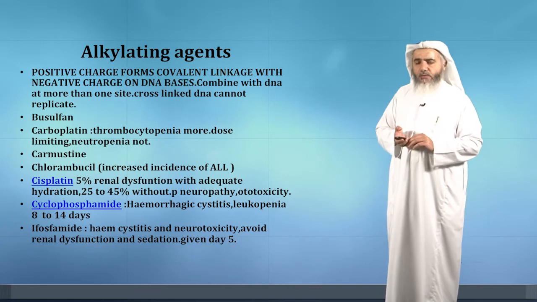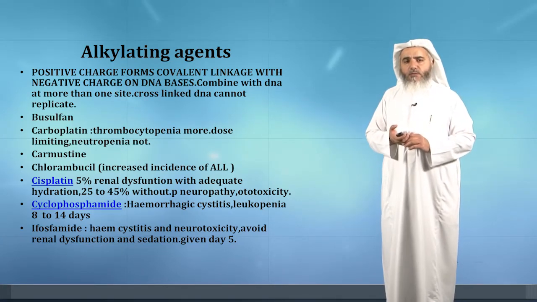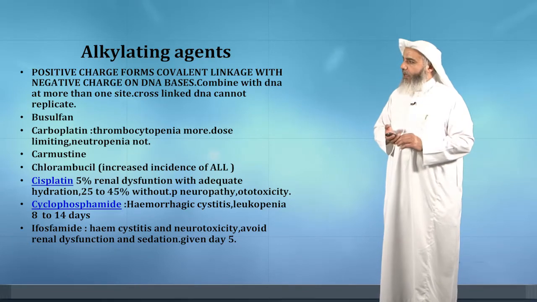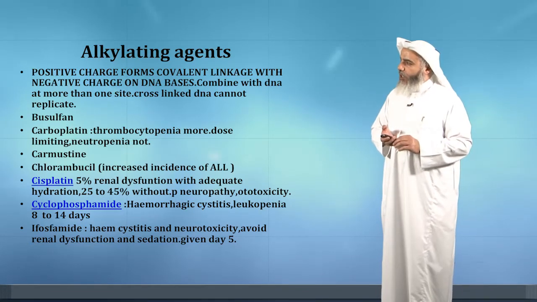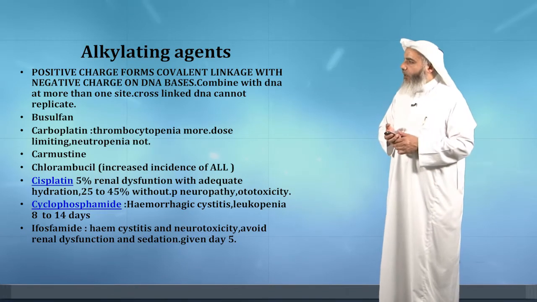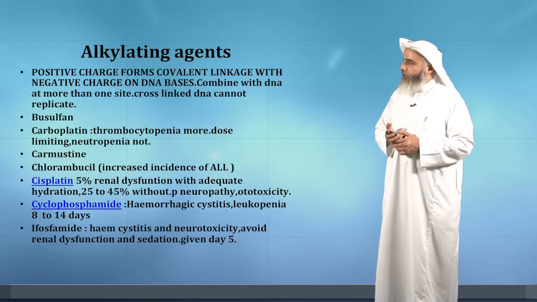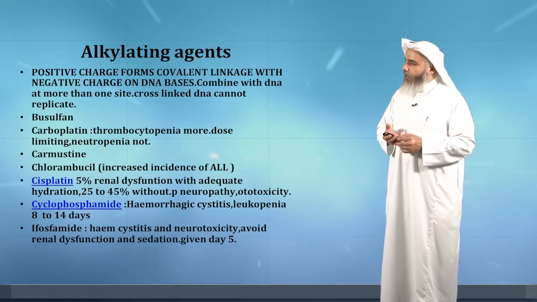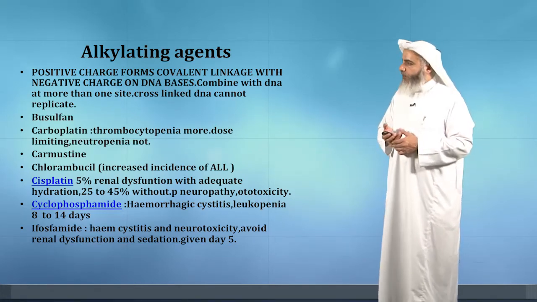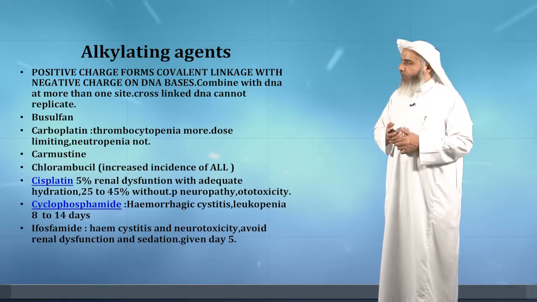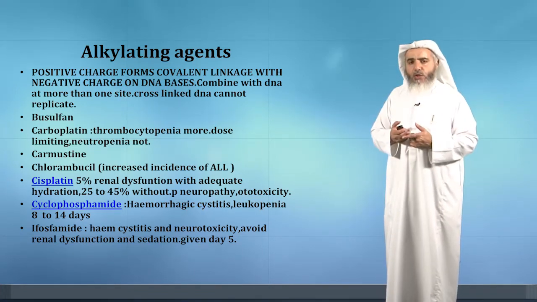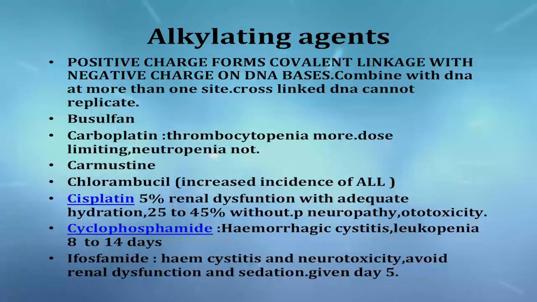Alkylating agents are a very common group, and probably the first group discovered. An alkylating agent is positively charged and forms a covalent linkage with the negatively charged DNA bases, combining with the DNA at more than one site, and it causes cross-linking of the DNA. Once there is cross-linking, the DNA cannot duplicate and cannot copy itself. Examples are busulfan, carboplatin, chlorambucil, carmustine, cyclophosphamide, and ifosfamide.